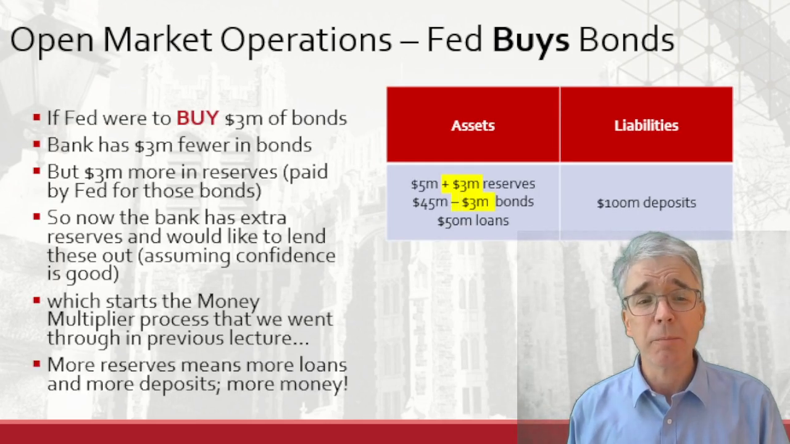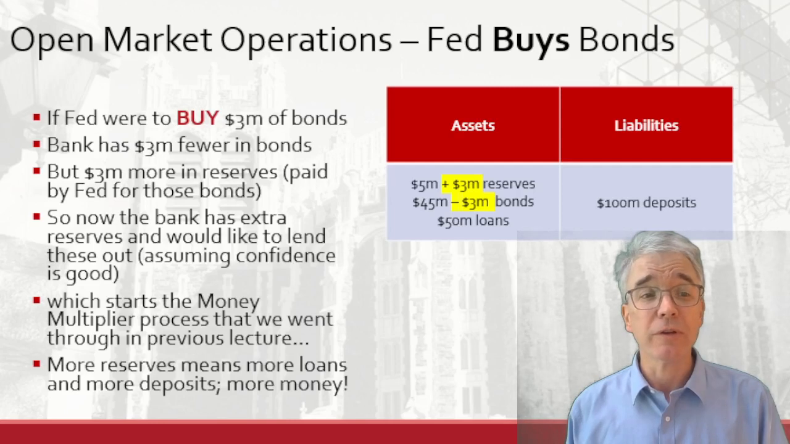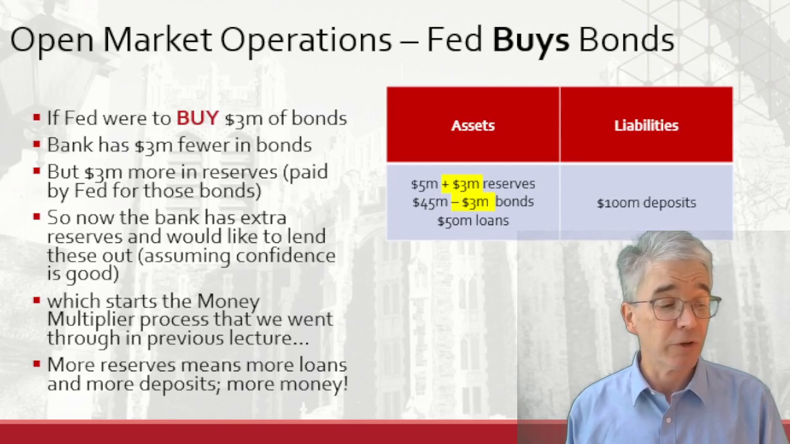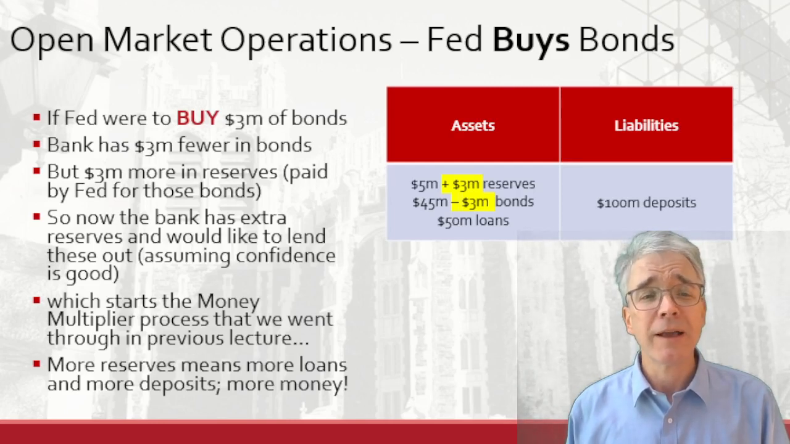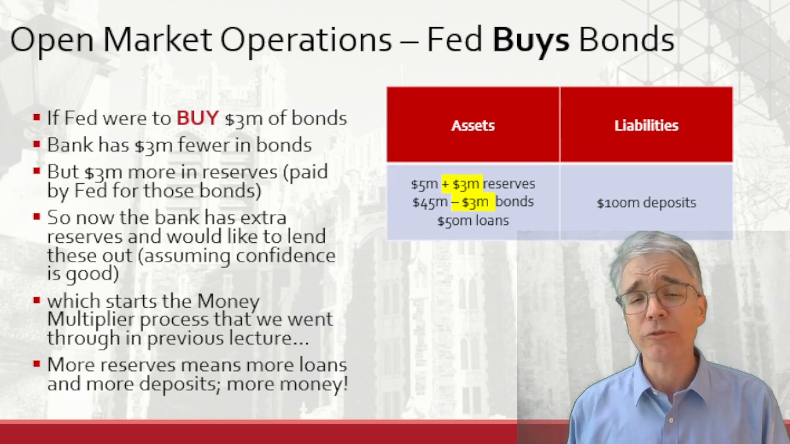If the Fed were to buy 3 million of bonds, then the bank has 3 million fewer bonds, so the second line goes down by 3. But it gets money from the Fed, so it has $3 million more in reserves. Its total assets don't change. But now the bank has extra reserves and would like to lend those out, assuming confidence is good. As the bank makes more loans, this would start the money multiplier process. More reserves typically mean more loans, which typically mean more deposits.